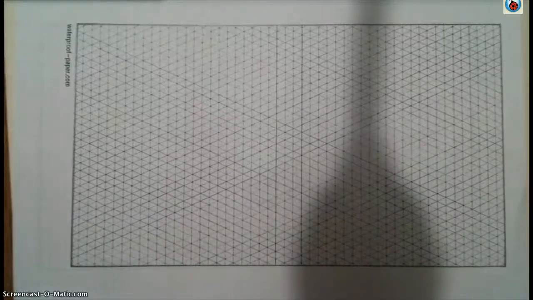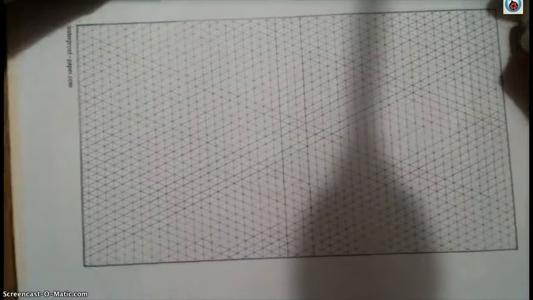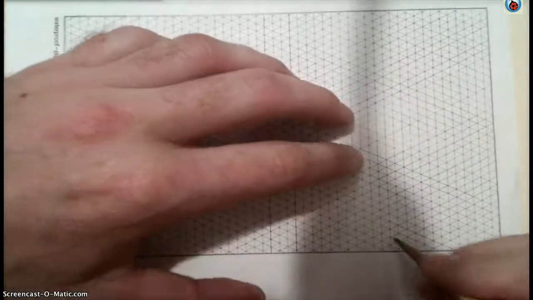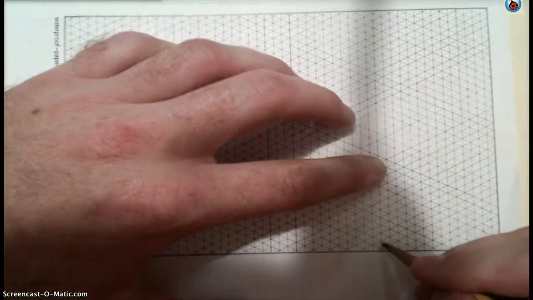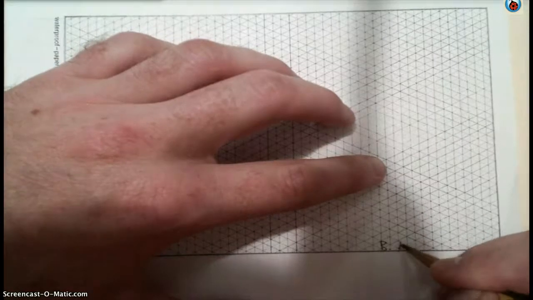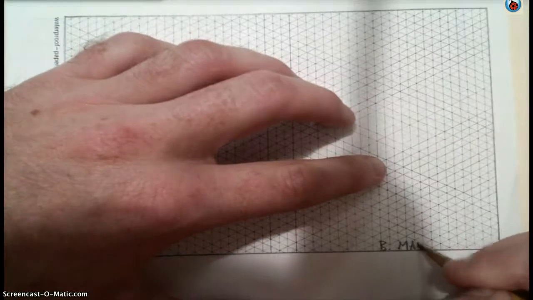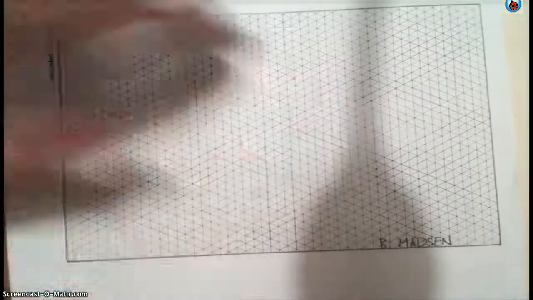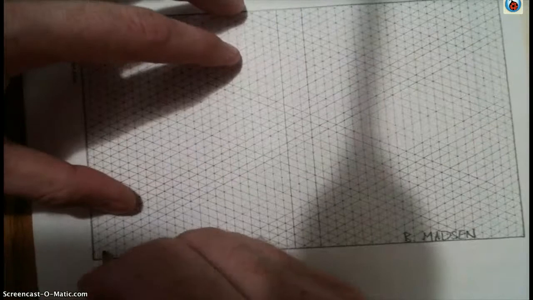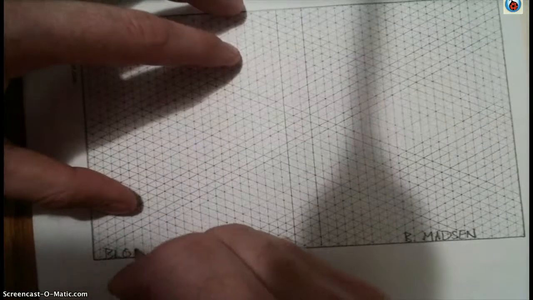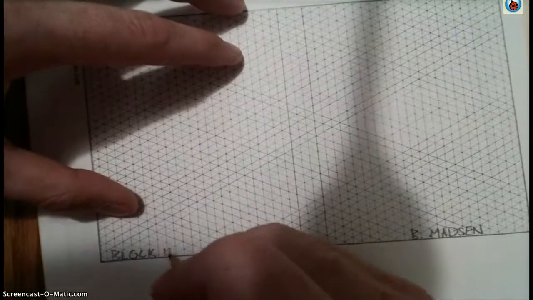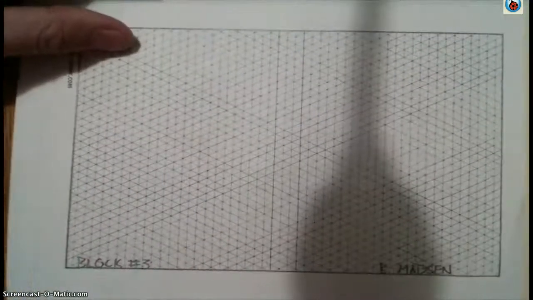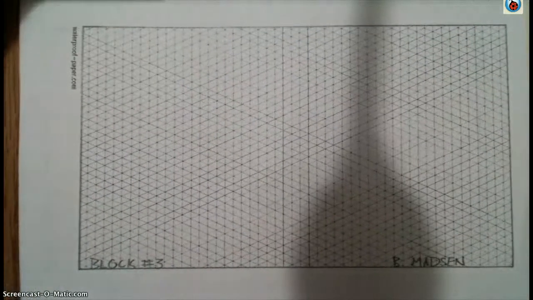Okay, ISO number 3. Go ahead and get bordered. Pause if you need to. Name in all caps, bottom right. First initial dot last name. Bottom left, we're going to go block number 3. Okay. Pause and catch up to me if you need to.